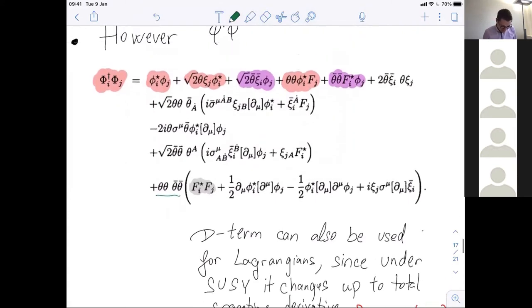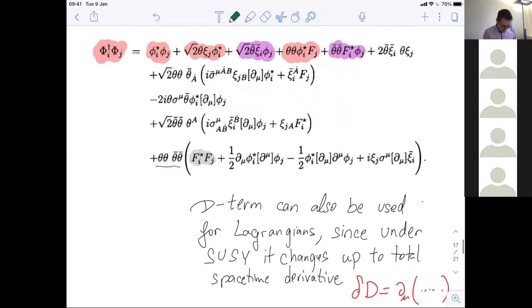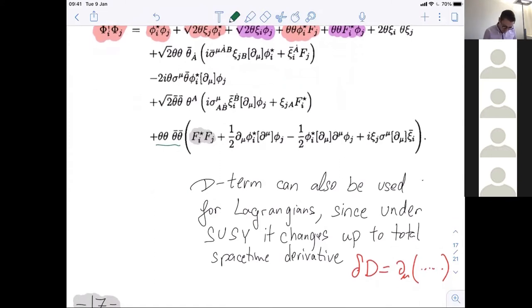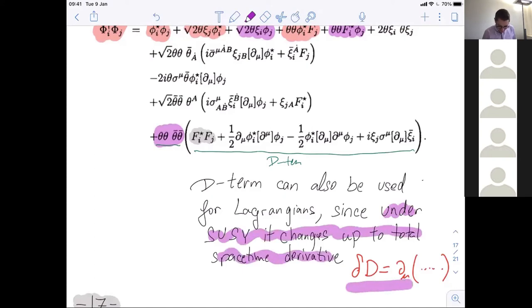This is called the D term. And in fact, now you can do the SUSY transformation of the general superfield, the general function of the coordinates. When you do the SUSY transformation, you can show that this term, the D term, which is the coefficient in front of theta square, theta bar square, changes up to a total derivative. Under supersymmetry, it changes up to a total derivative, which is this formula here.